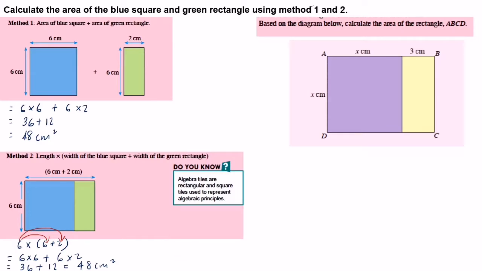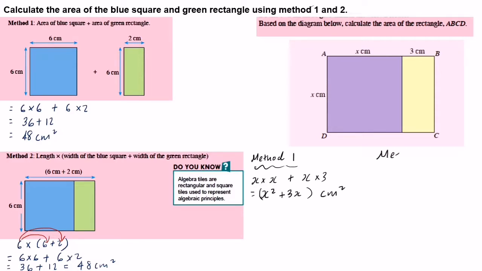Okay, so how to count this rectangle? Actually, we can use either method 1 or method 2 to solve it. Okay, if we use method 1, we count separately. Means we count the area of square plus the area of rectangle. So S times S plus the rectangle is S times 3. So equals S squared plus 3S. The unit is centimeter square.